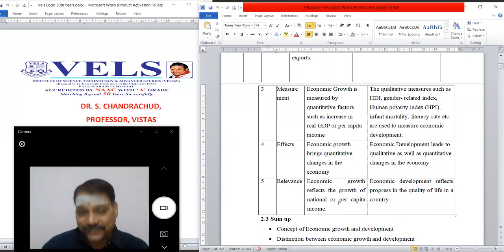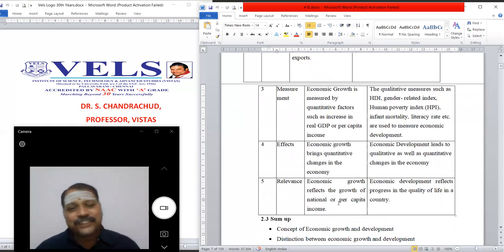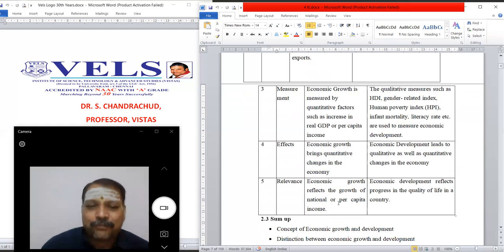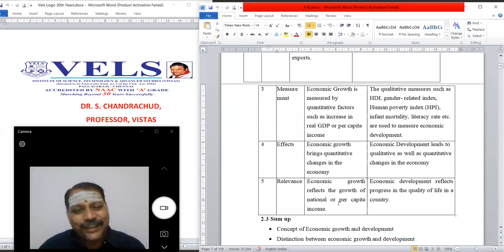Finally, the relevance. When comparing economic growth and economic development, economic growth reflects the growth of the nation or the per capita income, but economic development reflects the progress of quality of life in the country. What is the health system followed in that country? What is the standard of living? What is the quality of life that they have? How many amenities can they afford? Whether they can make both ends meet? How many people are above the poverty line? All these things are considered in economic development.